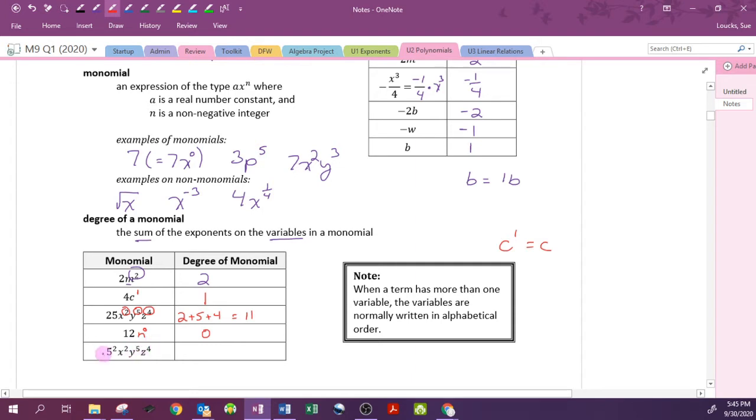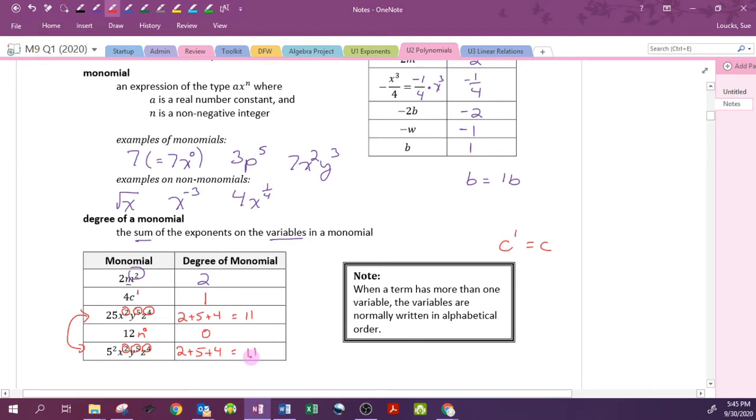And this one is here. Can you see that these two are actually equivalent? This one is just written as 5 squared, and this one is written as 25. So it wouldn't make sense that the degree of this one would be 11 and the degree of this one would be 13. That wouldn't make sense, would it? So we don't care about the exponent on the 5. We only care about the exponents on the variables. So this one is also 2 plus 5 plus 4, which equals 11. So the degree of that one is 11.